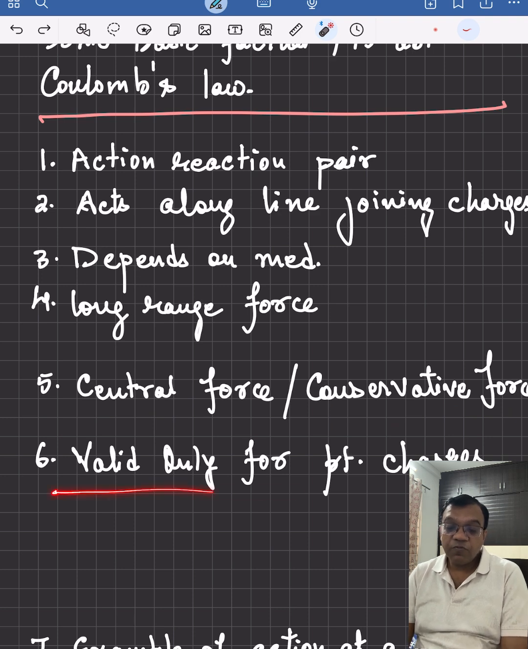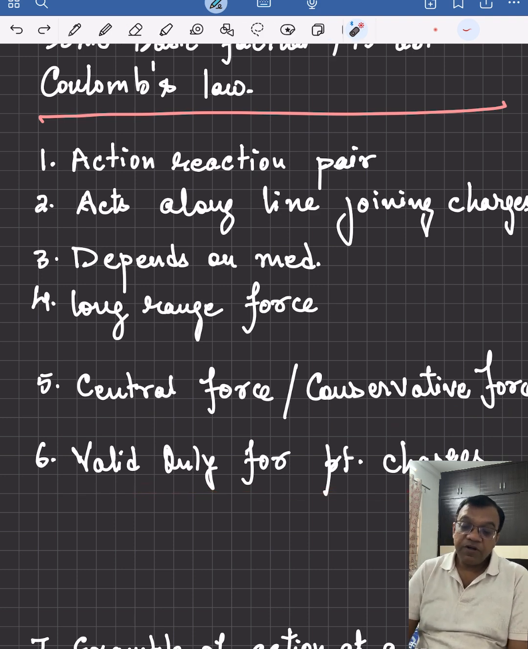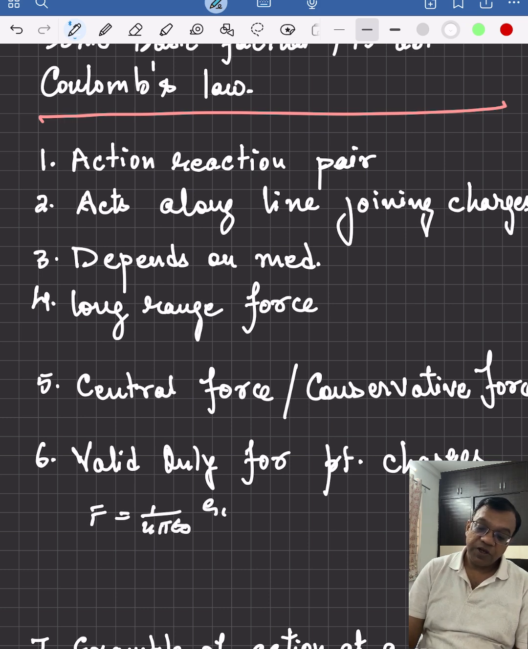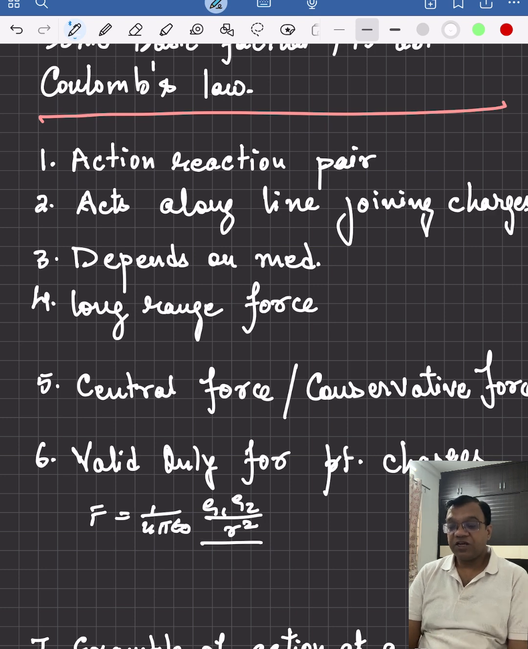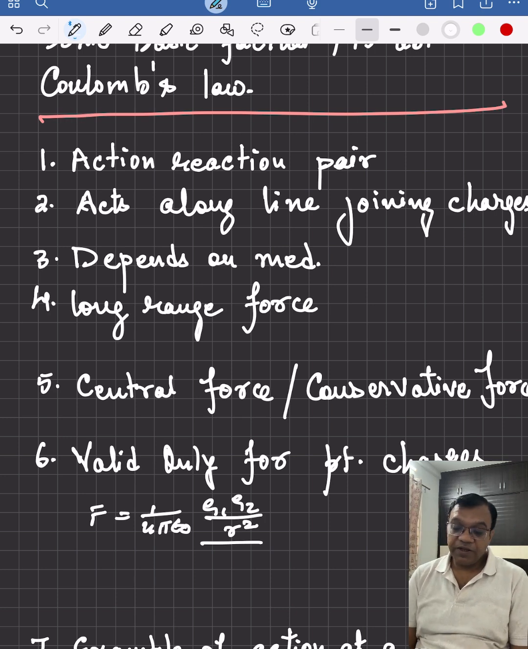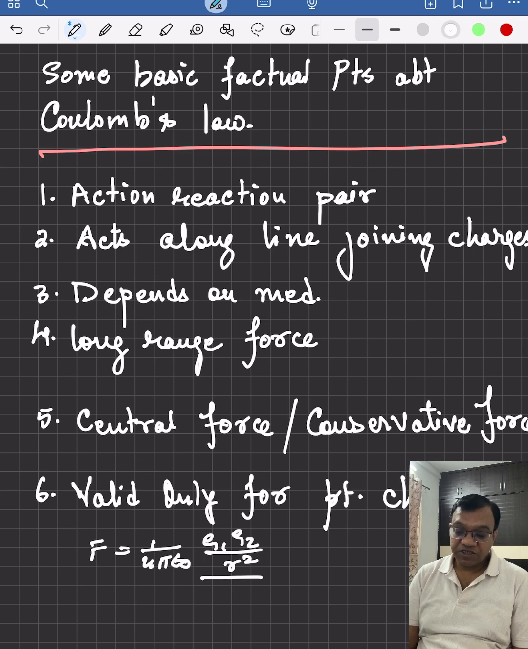It is valid only for point charges. You remember this particular expression, F equal to 1 upon 4 pi epsilon naught Q1 Q2 upon R square, you can apply only for point charges. If you have to find the force between two extended charged particles, then you have to go for the integration technique. A few questions we will discuss on how to use the integration technique, right? So it is valid only for point charges. Remember, if extended objects are there, then we cannot use this expression directly.